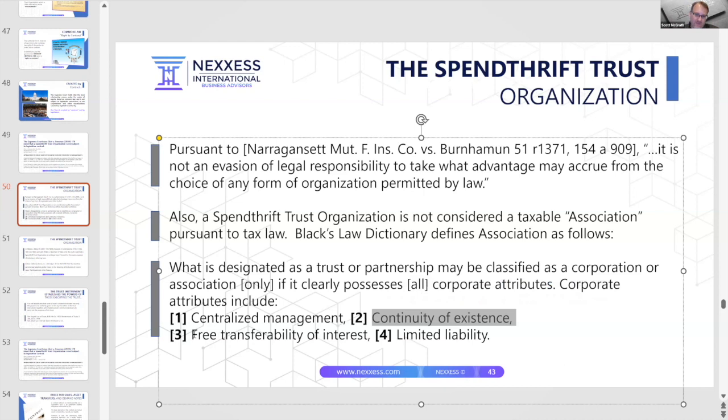Our trust does not have free transferability of interest. Remember, the beneficiaries can't transfer their interest to anyone. And lastly, it does not have limited liability.